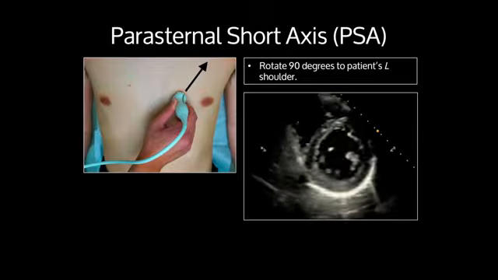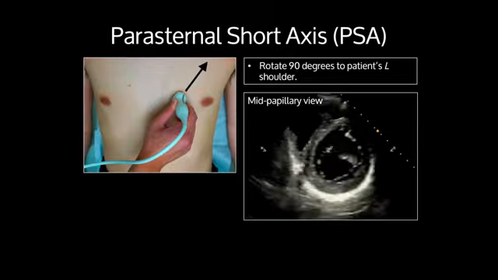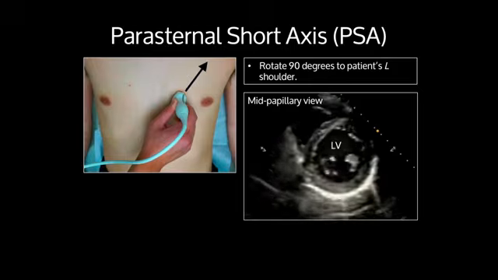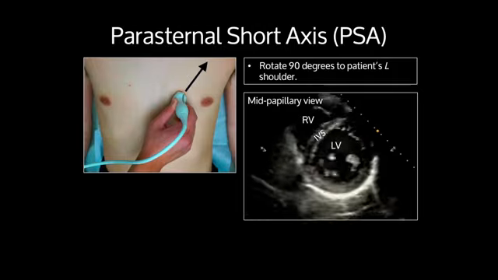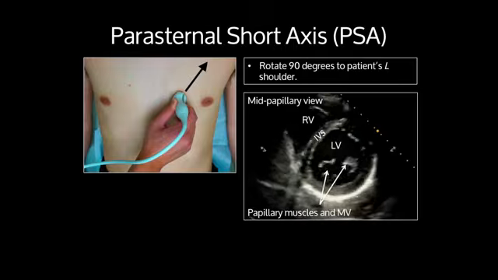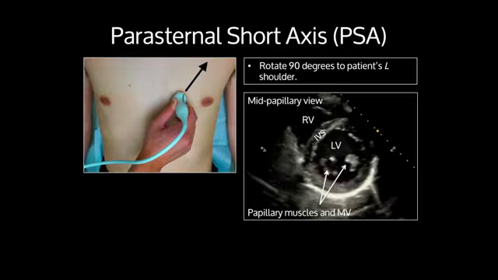In this image, we are more inferior or towards the apex in the mid-papillary view. The circle in the middle is the left ventricle. On the other side of the IVS is the right ventricle. The arrows are pointing to the papillary muscles and the mitral valve.